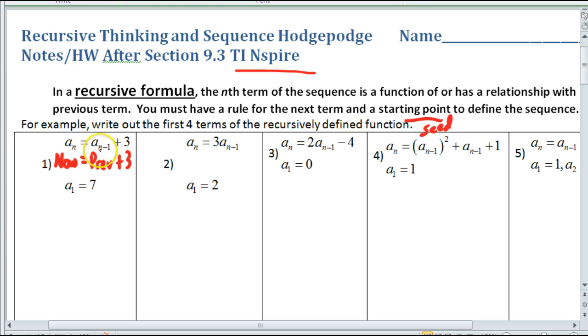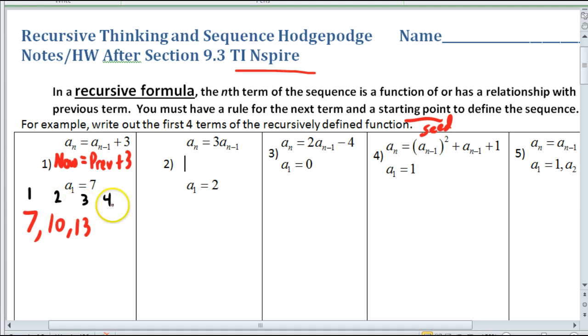Now I do this recursively, which means I do it recurring. If I start with my 7, then my next term is going to be that 7 plus 3, so this term is going to be 10. If I label these, this is my cell number 1, my cell number 2, my cell number 3, and so on. If my previous term is 10, I take 10 plus 3, and that gives me my next term, which is 13.